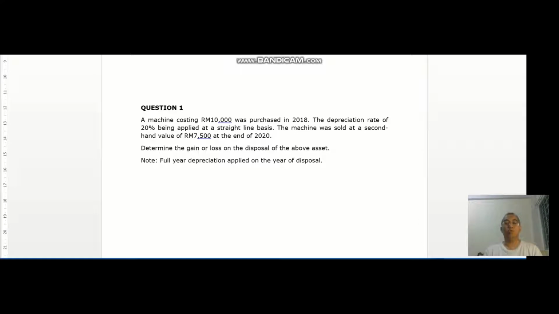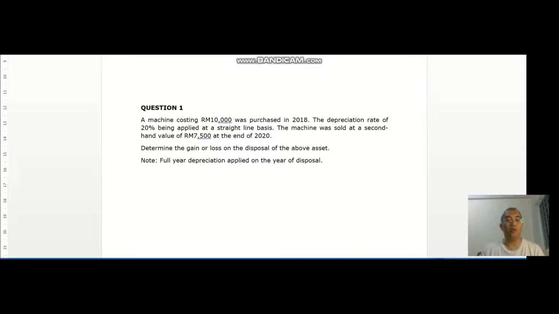Okay, now question number one. A machine costing 10,000 ringgit was purchased in 2018. The depreciation rate of 20% has been applied on a straight line basis. The machine was sold at the second hand value of 7,500 at the end of 2020. Determine the gain or loss on the disposal of the above asset.